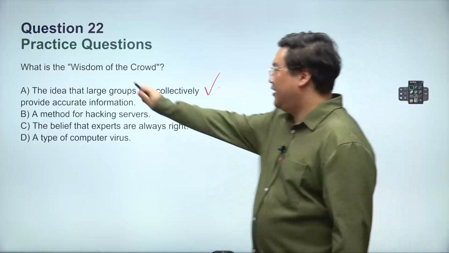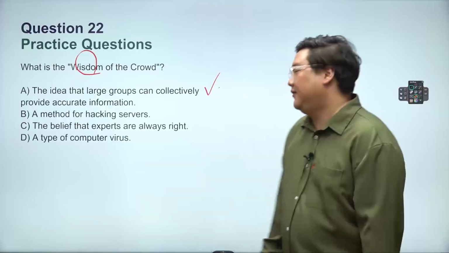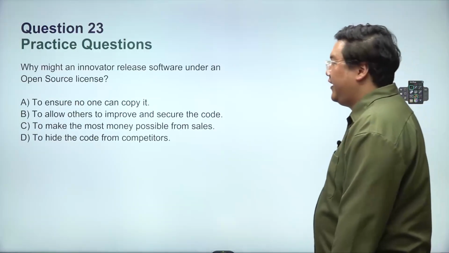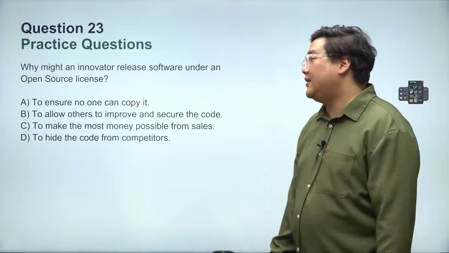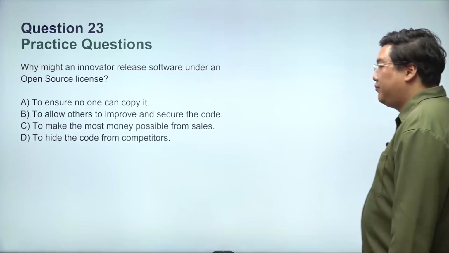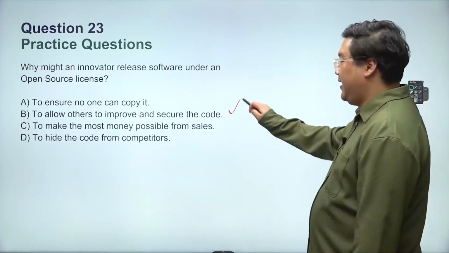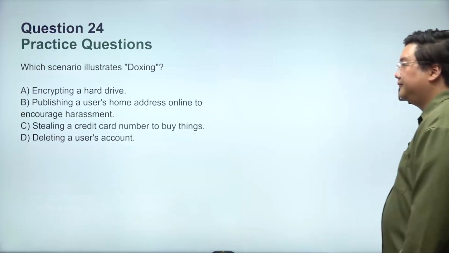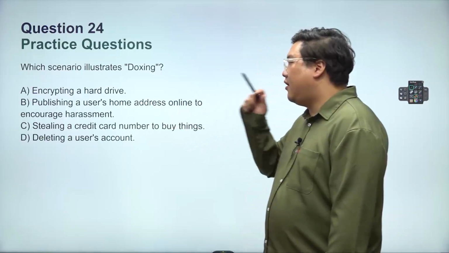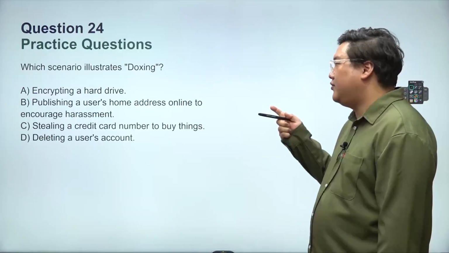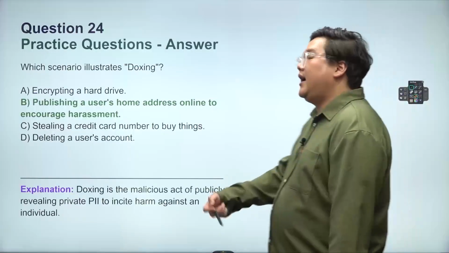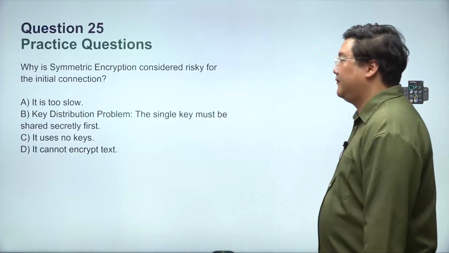So the key word here would be the wisdom, okay? Right, and why might an innovator release software under an open source license? Okay, to ensure no one can copy it, or to allow others to improve and secure the code, it would be that, right? And which scenario illustrates doxing? So encrypting a hard drive, or publishing a user's home address, so that was it, right? So revealing others' PII on the internet, that's called doxing.